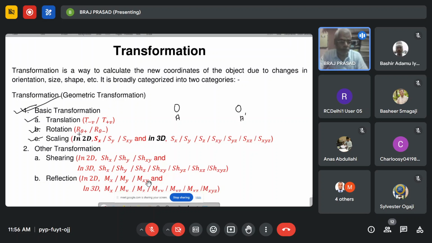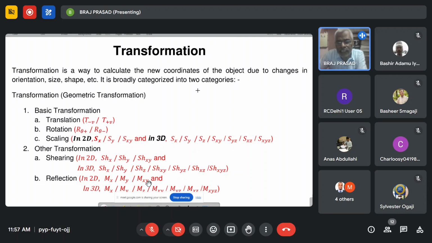There are other transformations also, that is called shearing and reflection. We will discuss later. So there are five different transformations. First is called translation, second is rotation, third is scaling, and others are called shearing and reflection. So all these transformations we will learn one by one, and these transformations will be used in our image processing for calculating the coordinates.